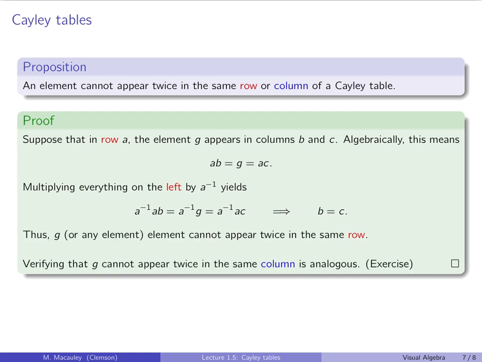Thus, G, or any element, cannot appear twice in the same row. And once again, verifying that G cannot appear twice in the same column is analogous. I want you to do this yourself. It basically is the same thing, but I'll let you think about how it's different.